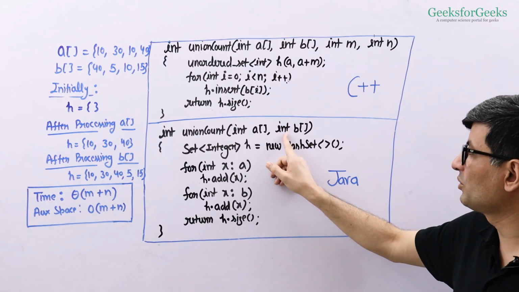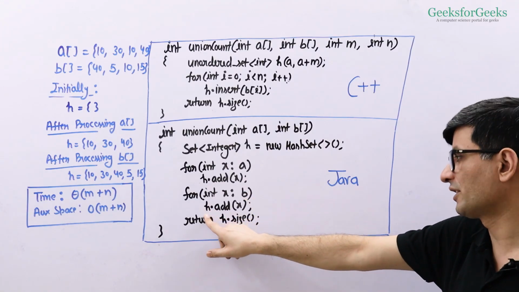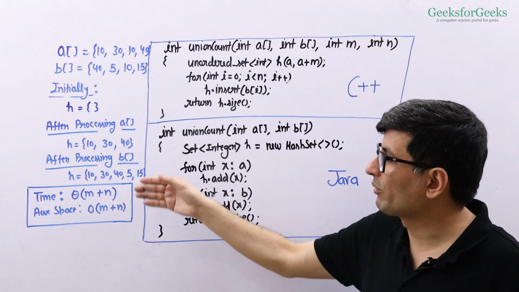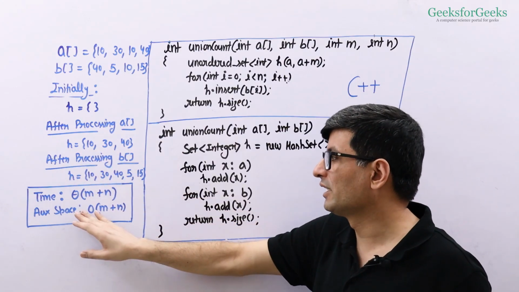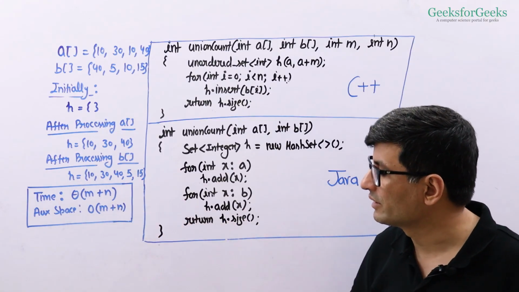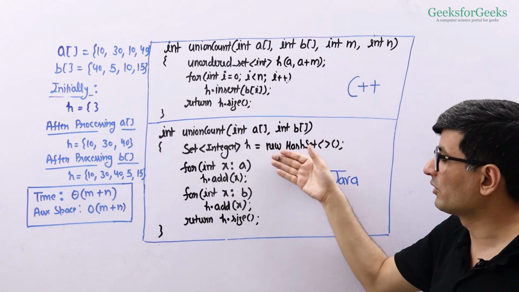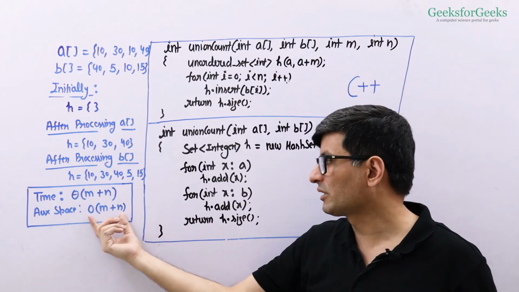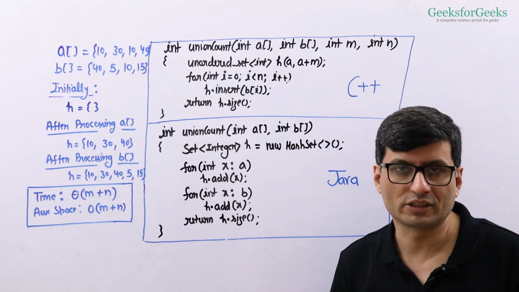Now we traverse through array B and add all the elements of array B in the hash set, right? And at the end we return the hash size in both places. We have already seen a dry run: initially empty, then array A elements, then B elements, and at the end we return the size, which is 5 in this example. We have a total of 5 elements. Time complexity we have also discussed. It's theta of m plus n, theta m for processing array A elements, theta n for processing array B elements. And auxiliary space is big O of m plus n, because that's the maximum number of elements you will have in the unordered set or hash set.